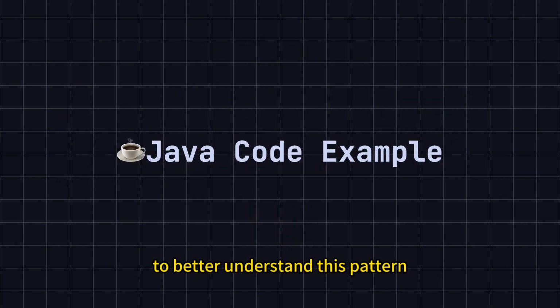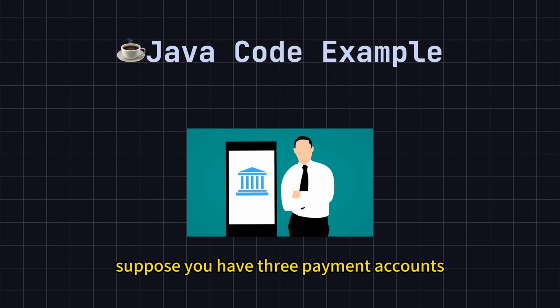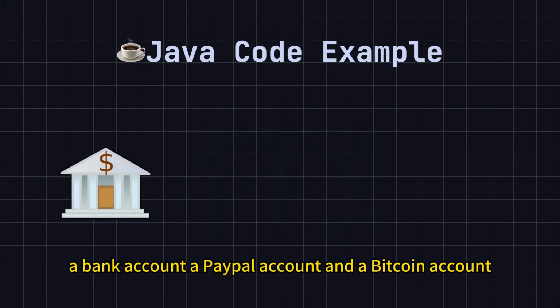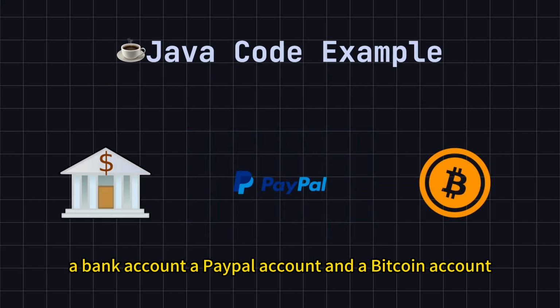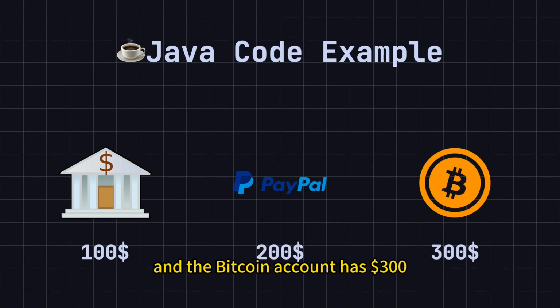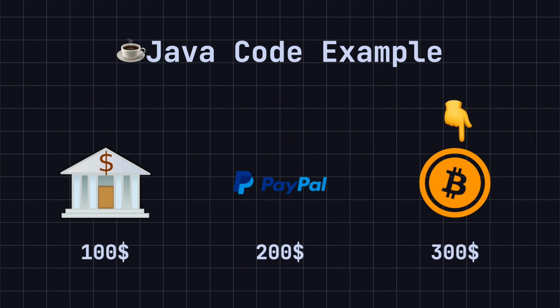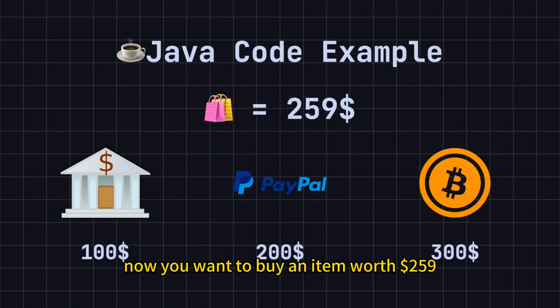To better understand this pattern, let's demonstrate it with a simple account program. Suppose you have 3 payment accounts: a bank account, a PayPal account, and a Bitcoin account. The bank account has $100, the PayPal account has $200, and the Bitcoin account has $300. The payment priority is bank, PayPal, and Bitcoin. Now you want to buy an item worth $259.